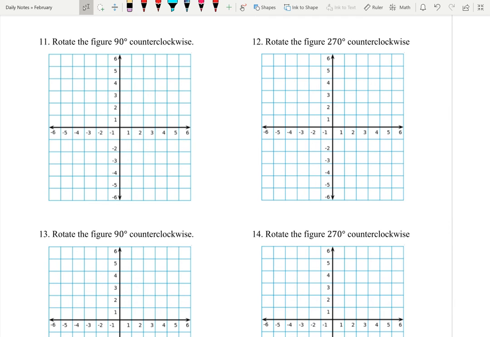So where's my picture at? All right, so number 11, we have A at 1, -2. We have B at 4, -2. And we have C at 4, -5.